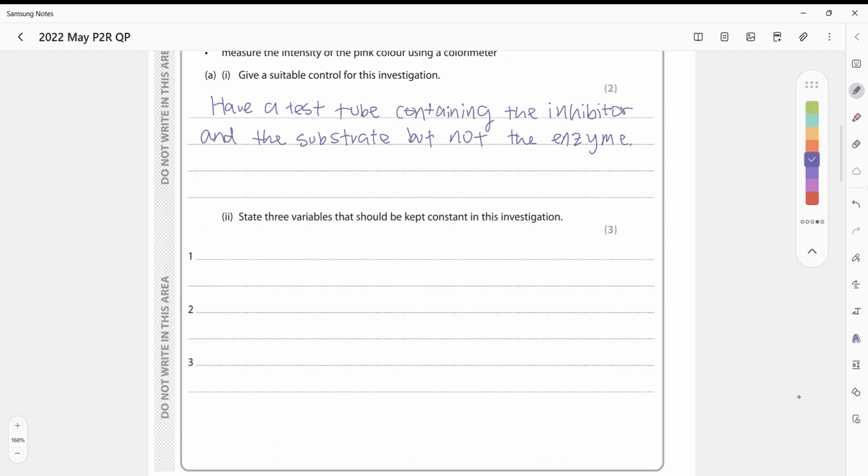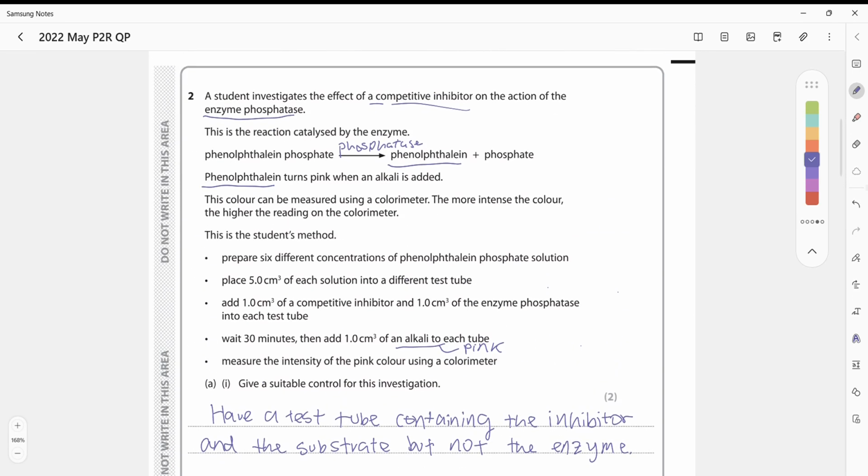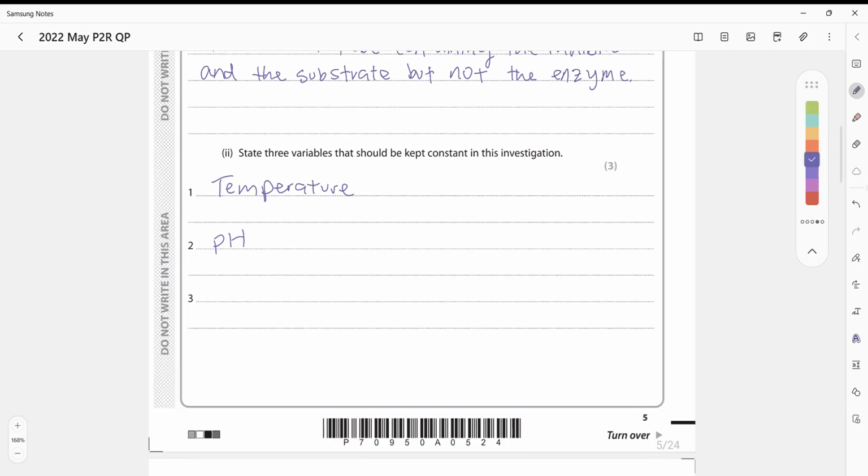So let's write this down here. Temperature is one thing you want to keep constant when it comes to enzymes. The other one is pH. Now, for other examples, we can go through the method itself. Do you see how in this step, we're adding 1 cm cube of the competitive inhibitor and 1 cm cube of the enzyme phosphatase? Not only do we want to keep the volume the same, but we want to keep the concentration the same as well. So that could actually be 2 separate marks. You can say concentration of the inhibitor. You can also say concentration of the enzyme. That's another point you can also say.